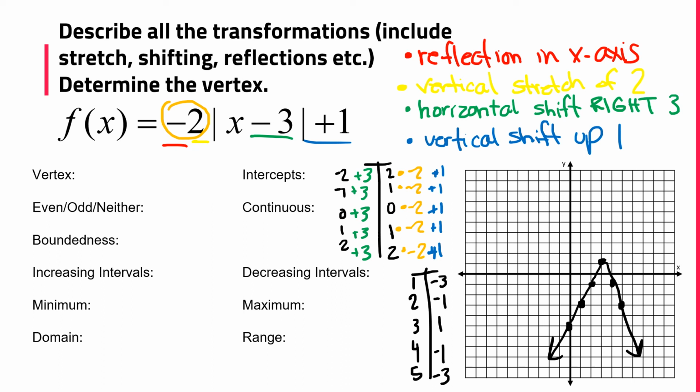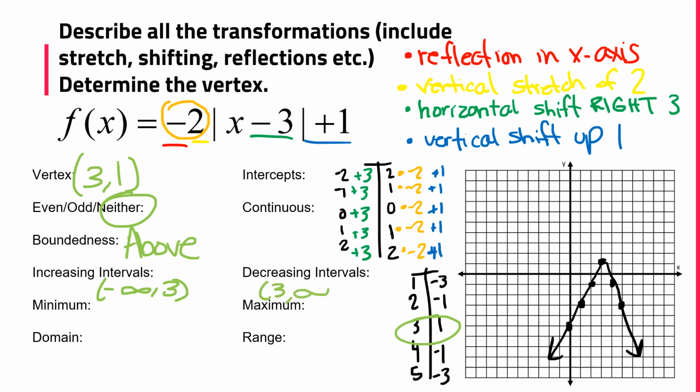All right, the vertex, the center point, is always going to be in the middle. So that's 3, 1. It's neither because it's not reflected in the y-axis. It's bounded above, meaning there's a wall above that's blocking my graph. Increasing, decreasing. I am increasing from negative infinity to the x value of 3, and I'm decreasing from 3 to the x value of infinity. If you need help with these descriptions, see the Describing Graphs video.